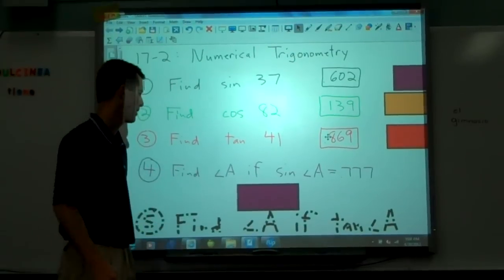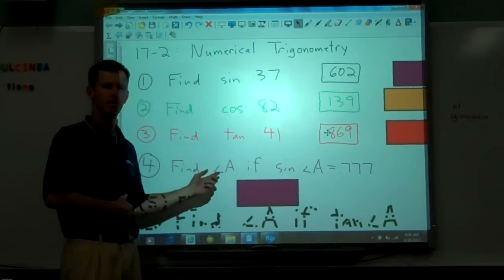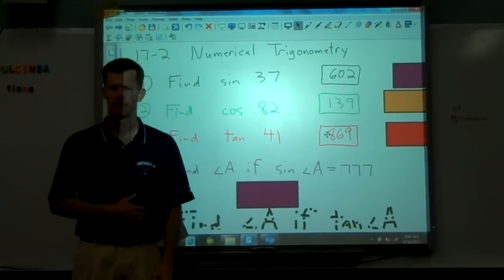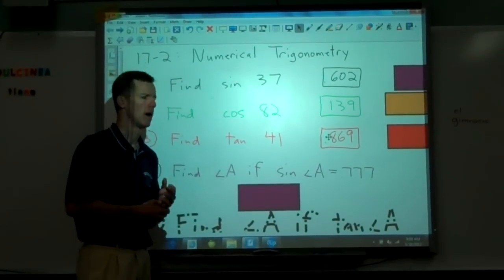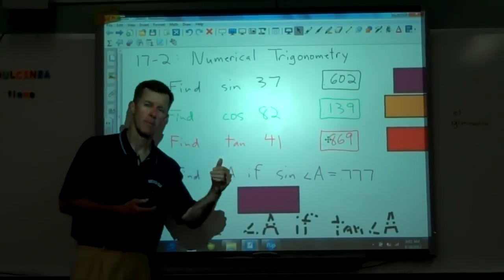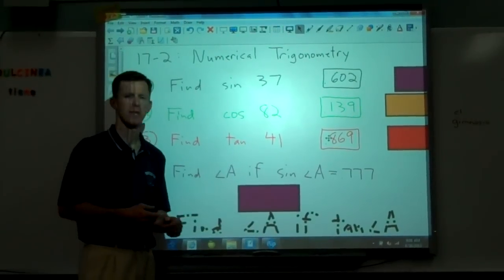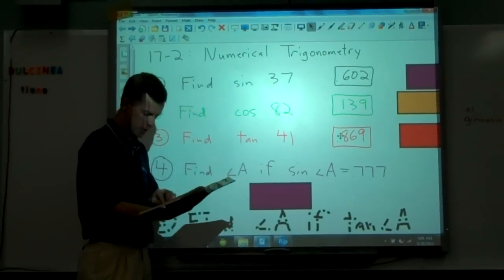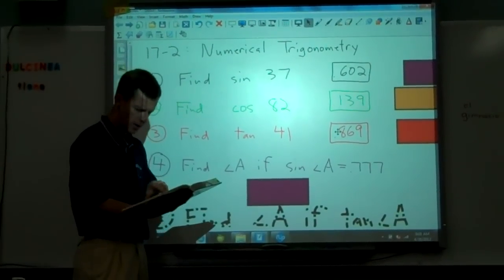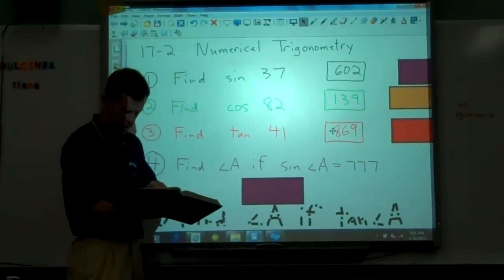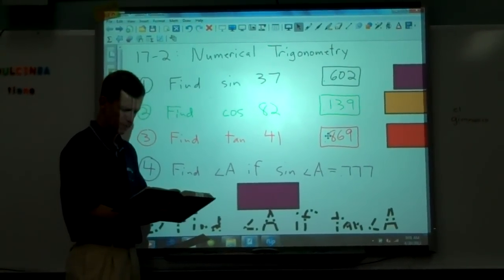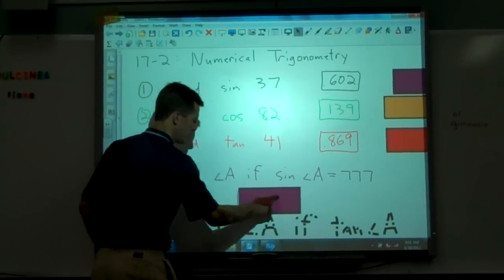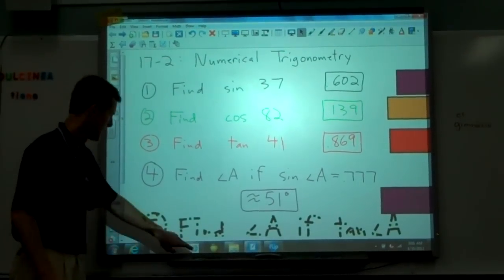So you can use the chart, you can use a calculator. Well, now we want to find the measure of angle A in example 4. If the sine of angle A is 0.77, we already know that the ratio of, remember SOHCAHTOA, the opposite over the hypotenuse is 0.77, but we don't know the angle measure. Again, go to your chart, look for the one that's closest to 0.77 under the sine column. So 0.777 is 51 degrees.